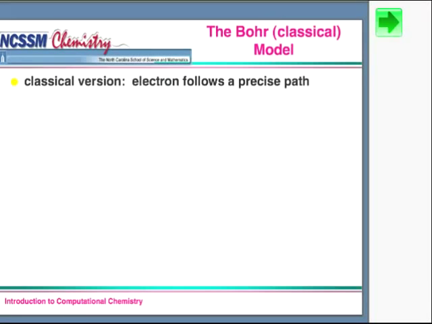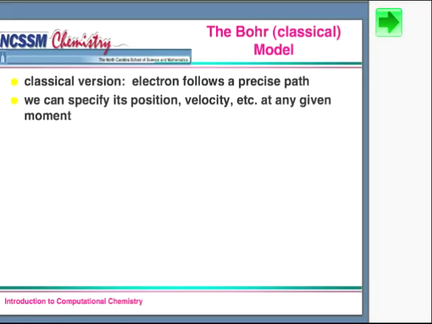So here's, again, in the classical version, the electron follows a precise path, and that precise path is known as the quantum level. You probably remember the principal quantum number, n equals 1, 2, 3, 4, and so on and so forth. That principal quantum number describes the precise path of where the electron might be. So we can specify its position, its velocity at any given moment. We know a whole lot about the electron and where it is and where we can find it at any given time. Okay, so here's sort of an artist rendering of what this might look like.